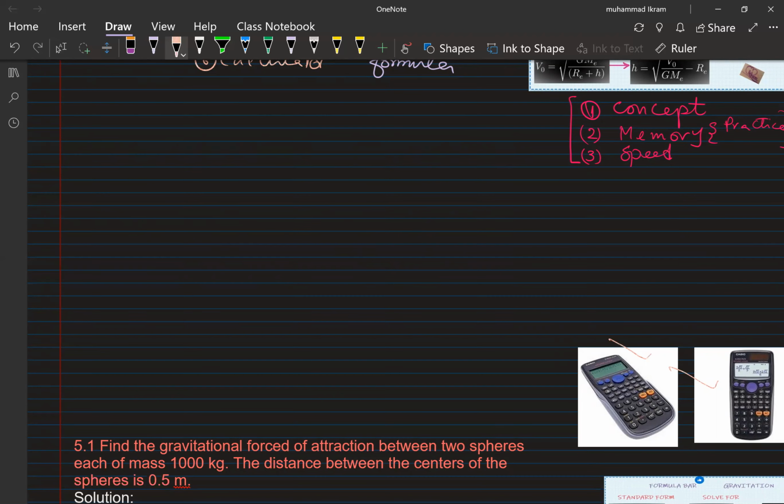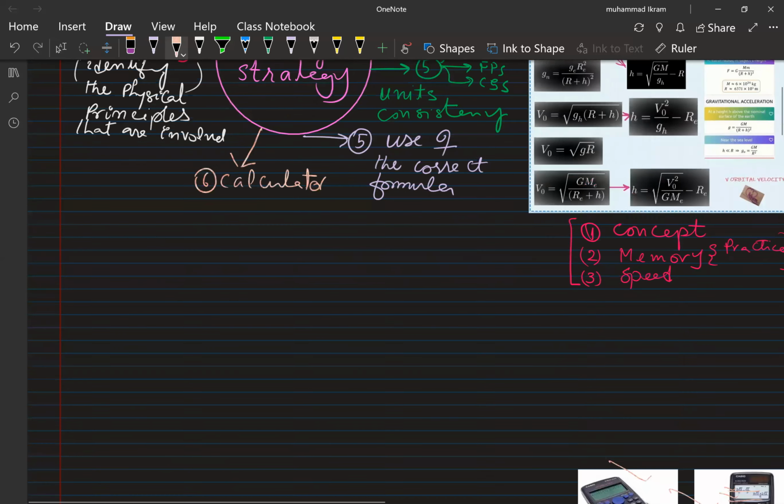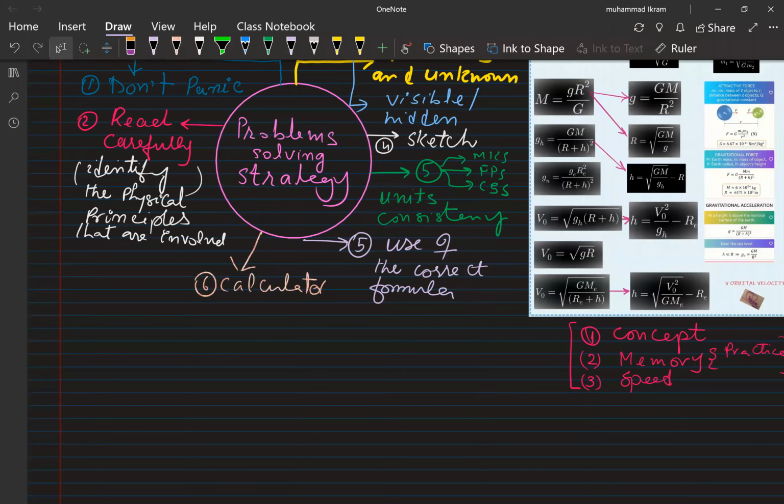The better the calculator you have, the better you will perform in your exam. So a two-line display calculator will be the best one. Like this is your single-line and this is a two-line display calculator. So that is another important point.